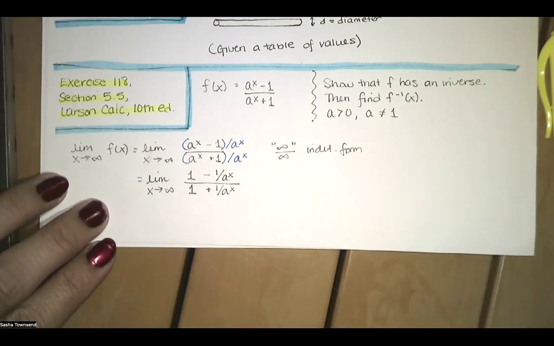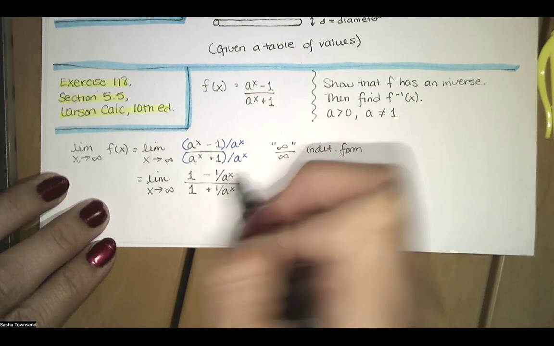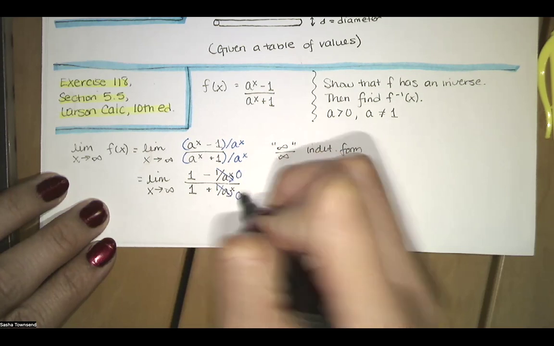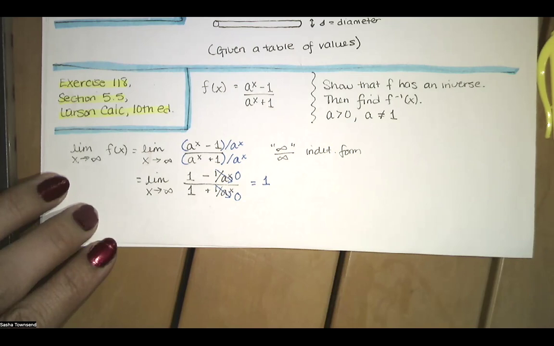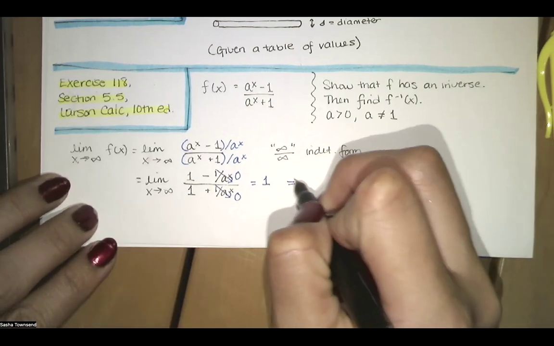Now, assuming that a is greater than 1, this is 1 divided by a very large number as x goes to infinity. So this is going to go to 0, and this is going to go to 0. And so we get a limiting value of 1 in that case. So if the limit as x goes to infinity of f of x equals 1, that means y equals 1 is a horizontal asymptote of the function.